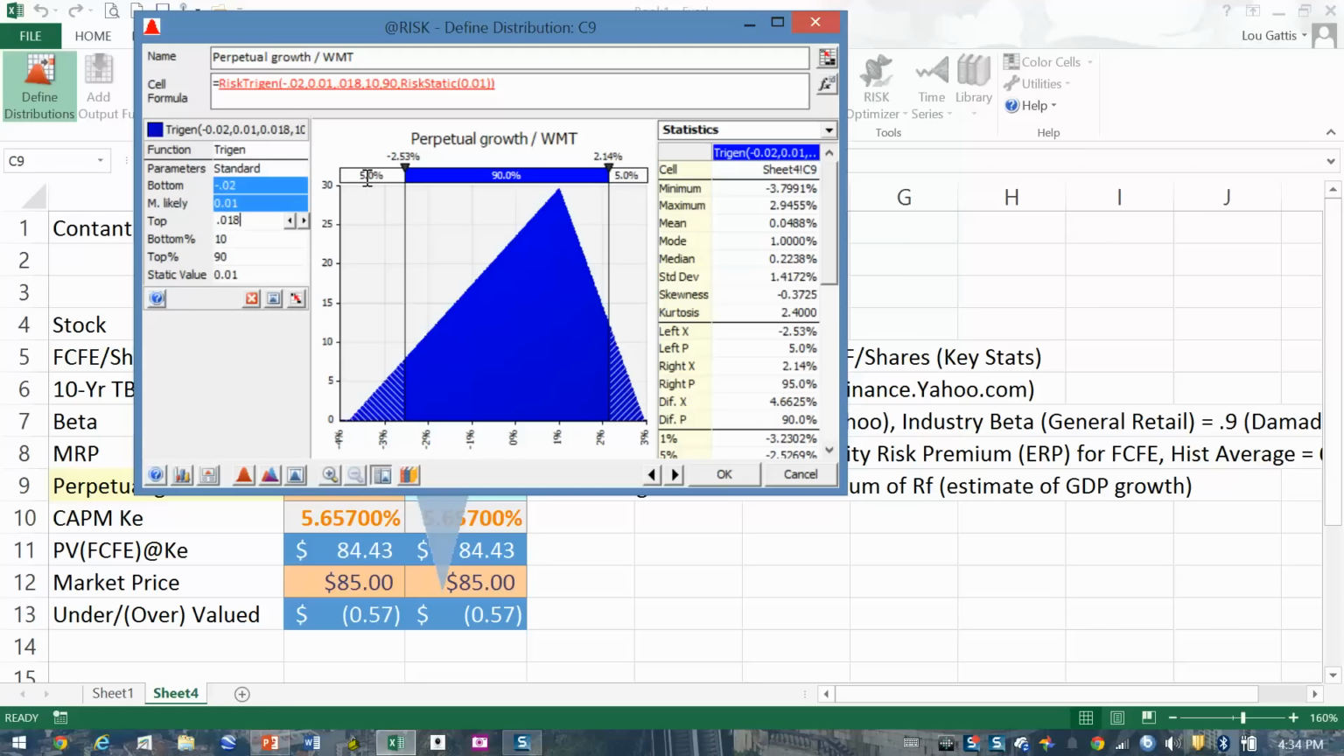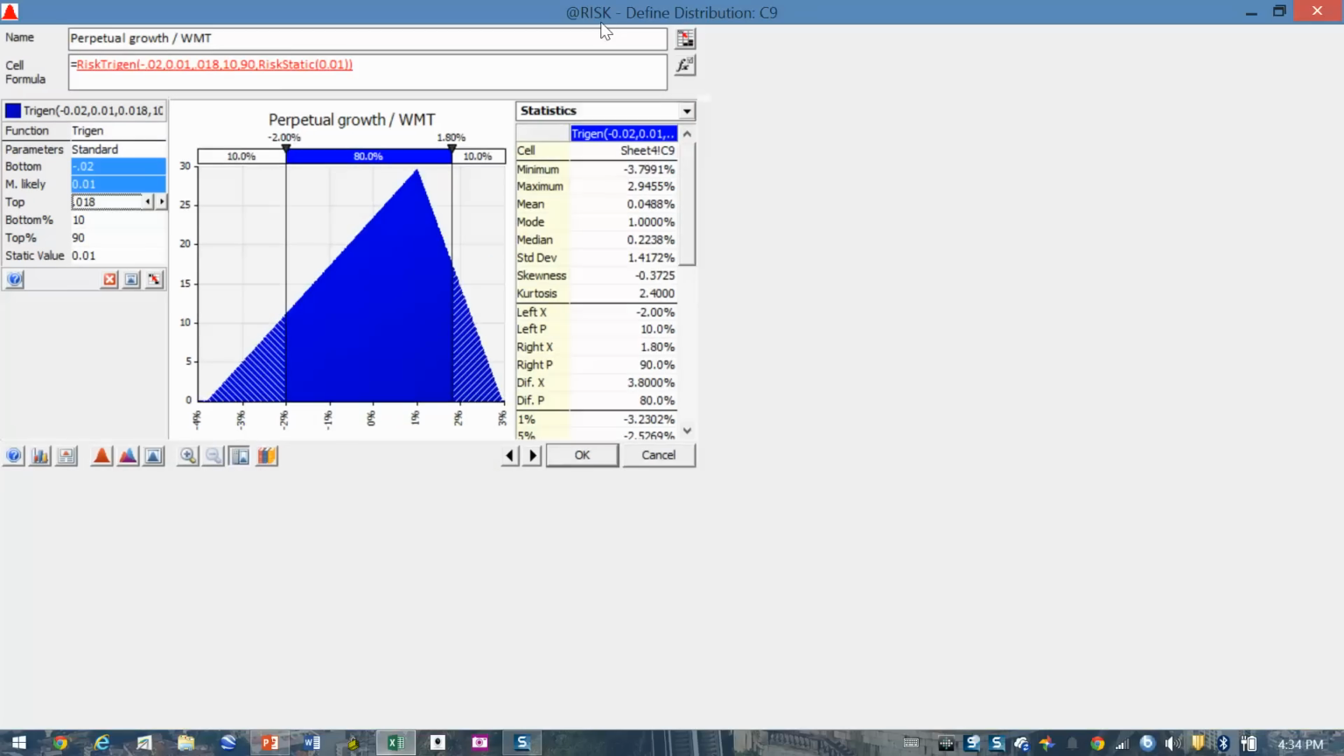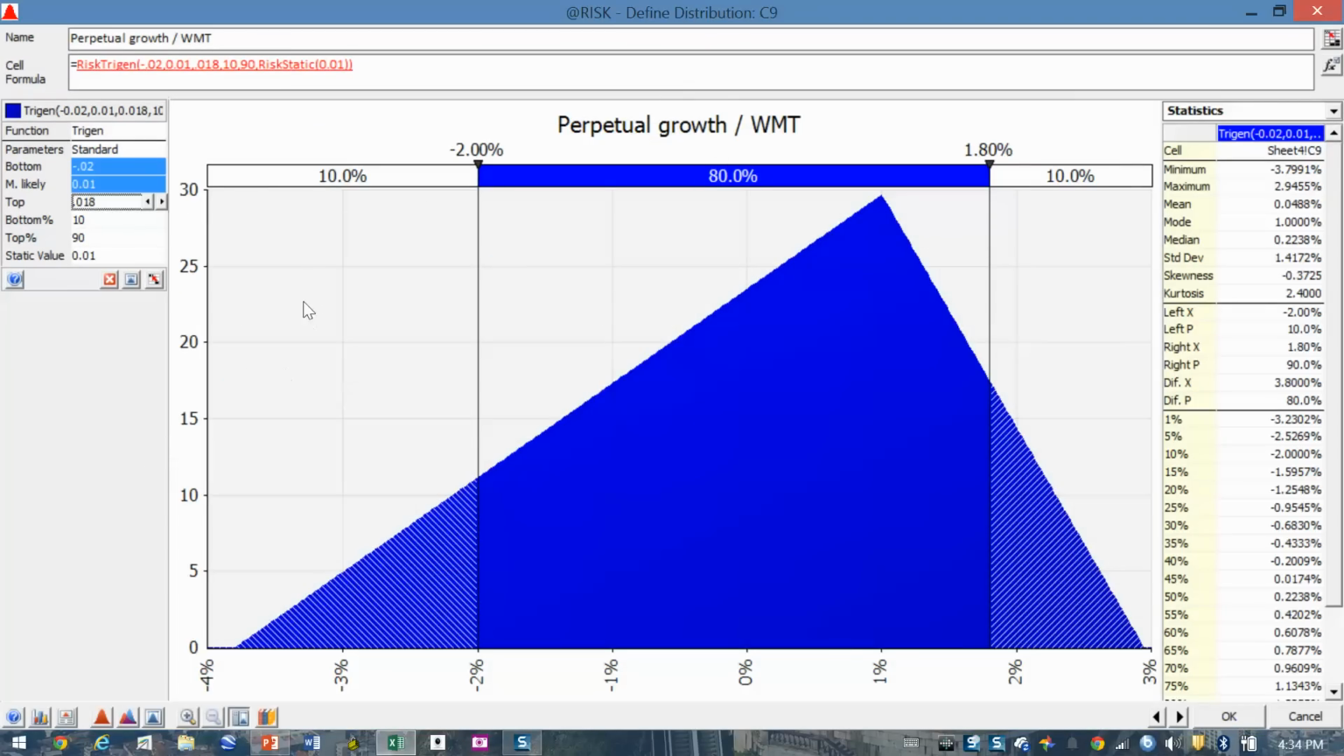So I don't think that negative 2% is the minimum. But here's the graph of this distribution. If I put in 10 here and 10 here, here's what I just input. I think the peak most likely is 1%. I think that the lowest 10% value is negative 2%. So based on all my analysis, I don't think the min is negative 2%, but I think 90% of the time it's going to be greater than negative 2%. There's 10% of the time it might be less. And then, I think 90% of the time it's going to be less than 1.8, but 10% of the time it could be higher.